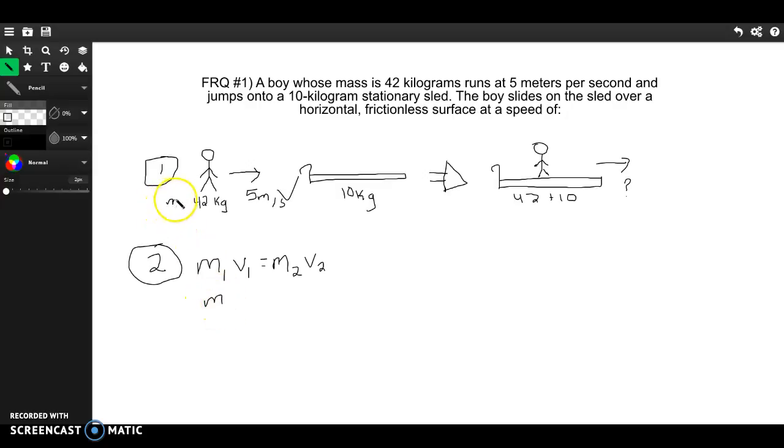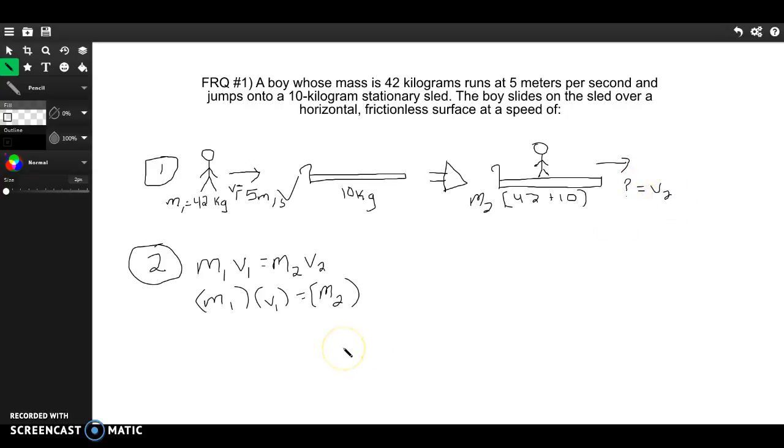Let's say m1 is equal to 42. So m1 times v1, which would be this velocity, is equal to m2. For m2, you can't just say it's the sled, or just the boy. If you look at this picture, the second mass is going to be the kid on the sled, so you want to add these two up together. This will equal m2, and then velocity 2 is what we're trying to solve for. What is the final velocity?